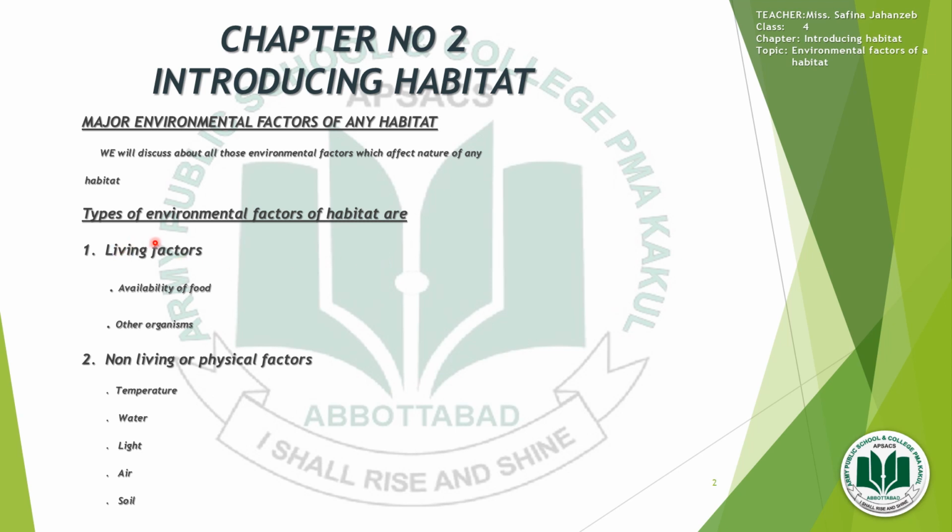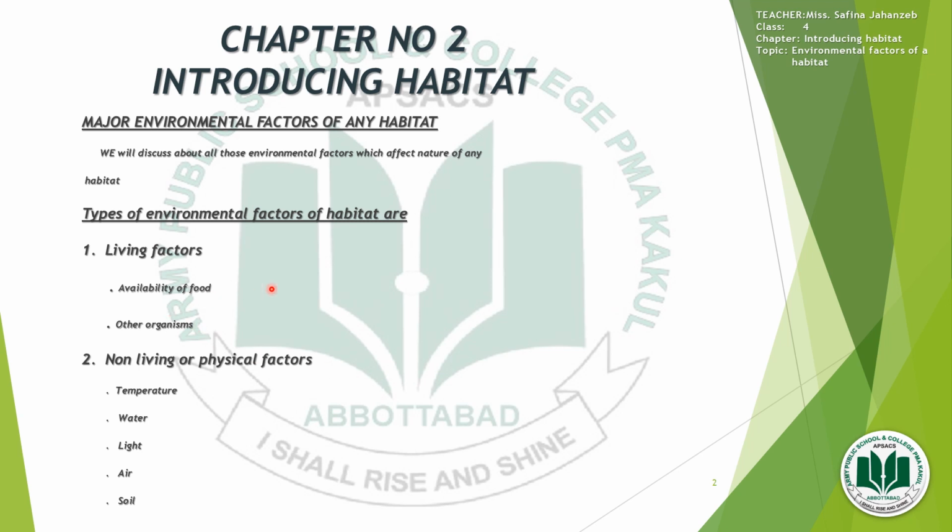Students, now we will discuss how many types of environmental factors of habitats there are. There are basically two types of environmental factors of habitat. The first type is called living factors. And the second type is called non-living or physical factors.